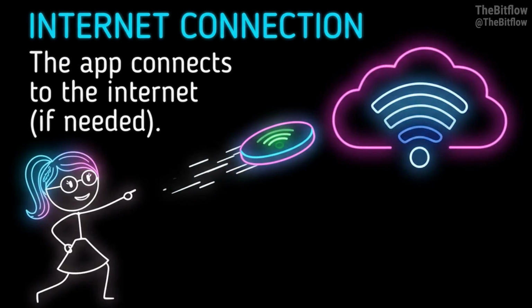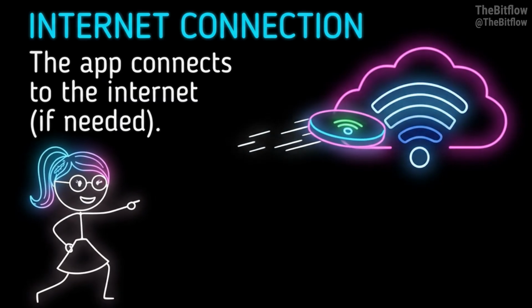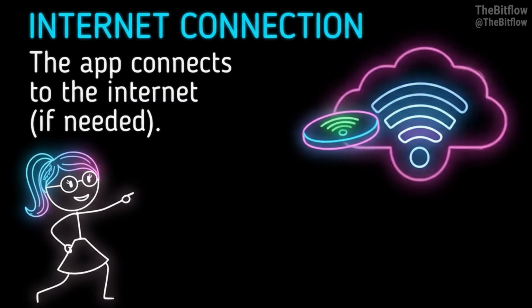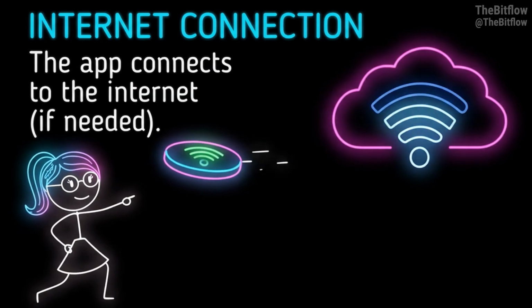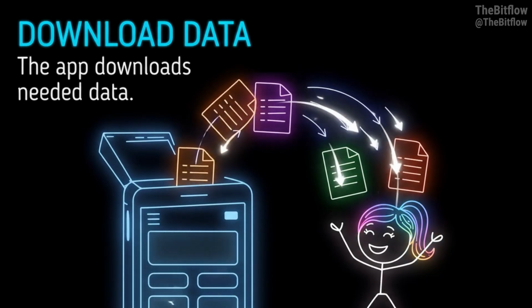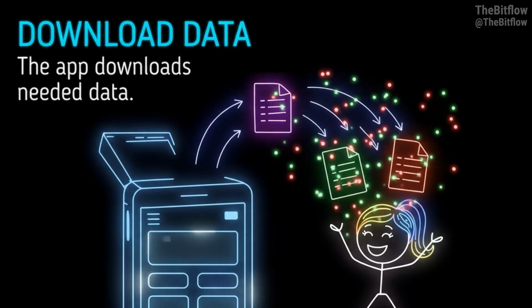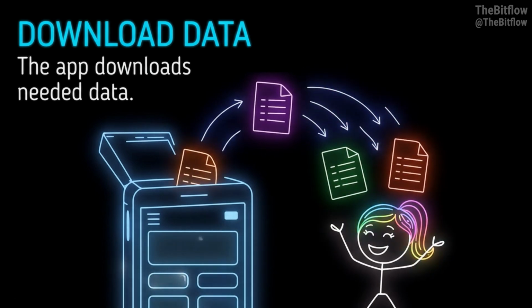Some apps need information from the internet. If necessary, the app connects to online services through Wi-Fi or mobile data. Not every app needs this step, but many do. The app downloads any additional data it needs. This might include your messages, social media feed, account information, or the latest content from a server.